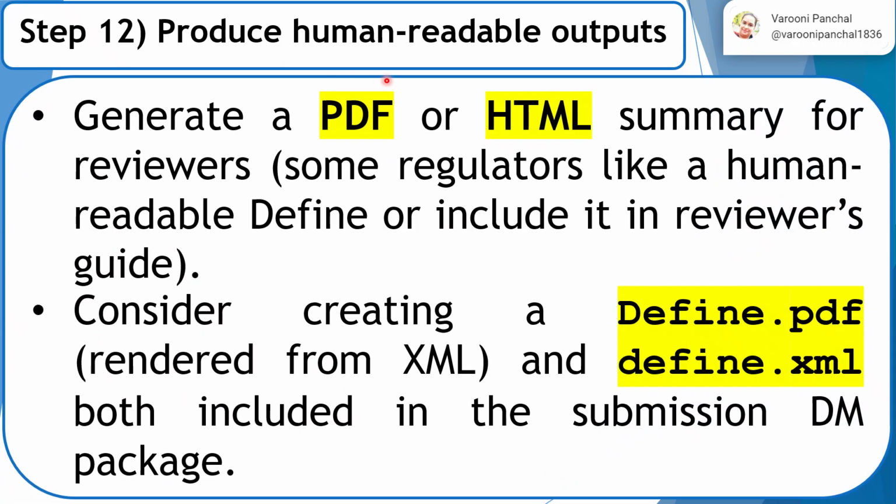Step 12. Produce human readable outputs. Generate a PDF or HTML summary for reviewers. Some regulators like a human readable Define or include it in the reviewer's guide. Consider creating a Define.HTML rendered from XML, and Define.XML both included in the submission DM package.